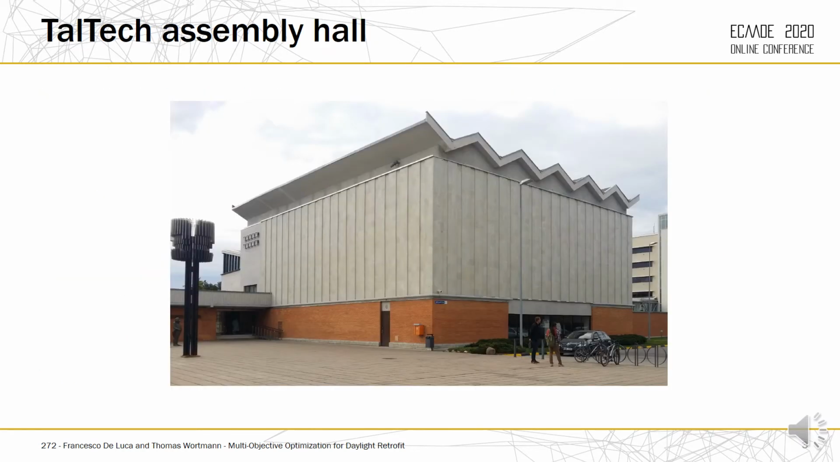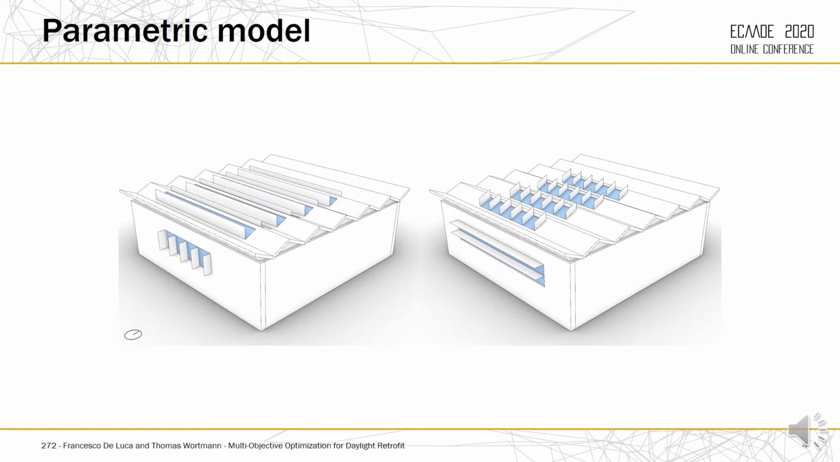The building used for the research is the TATEC Assembly Hall, a Soviet-era windowless old building. A window on the south facade and multiple skylights have been considered as daylight sources. A parametric model is realized that automatically generates combinations of windows, skylights, and shading types and modifies their dimensions. Consequently, the parametric model integrates daylight and energy simulations and multi-objective optimization.